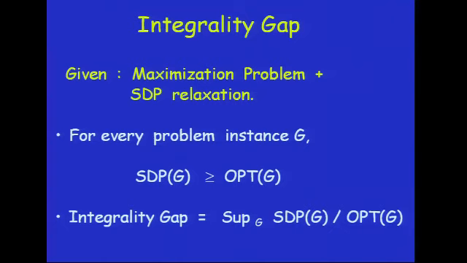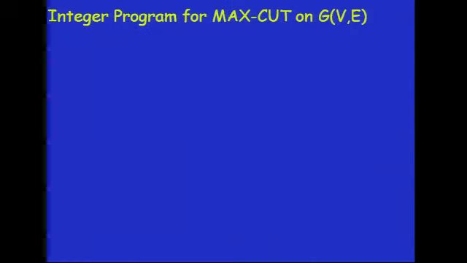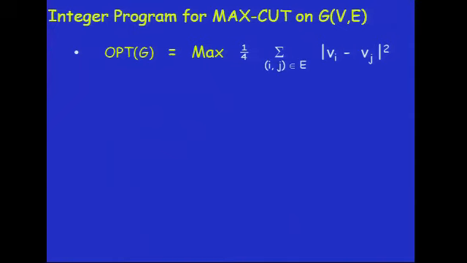So I will show one concrete relaxation. Here is the max cut problem which we saw before. This is a problem where I am given a graph. Think of the vertices of the graph as numbers 1 through n, and I want to cut the graph into 2 parts so as to maximize the number of crossing edges. Okay. So here is the formulation of this problem as an integer program.